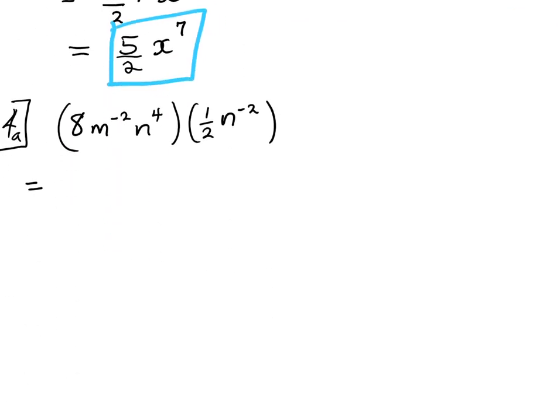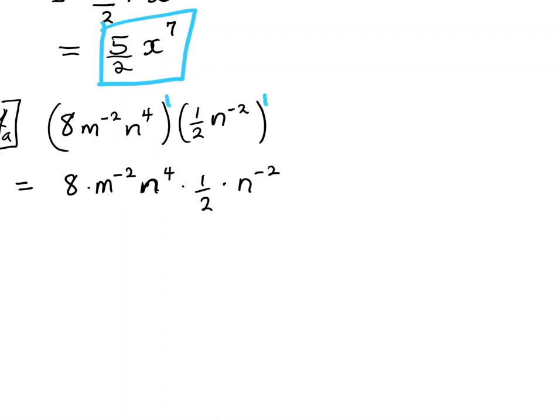So can I just say this is 8 times m raised to the power -2 times n raised to the power 4 times 1/2 times n raised to the power -2. Yes. How do I know I can do that? Because this is just 1 and this is just 1. So I can just open up like that. All right. So this is 8 times 1/2, which is 4.